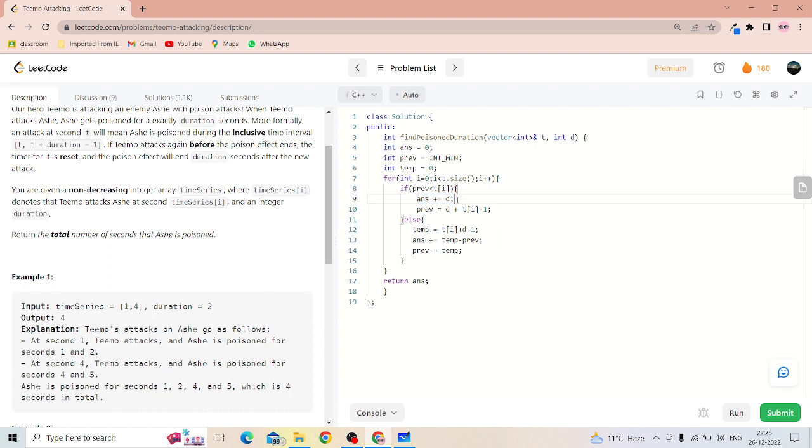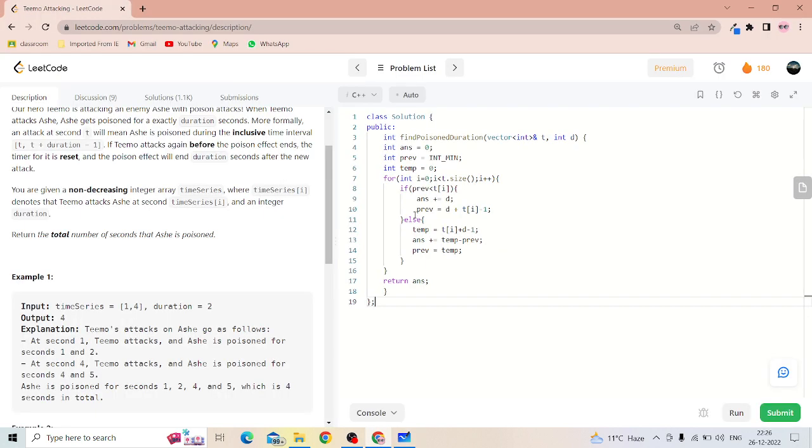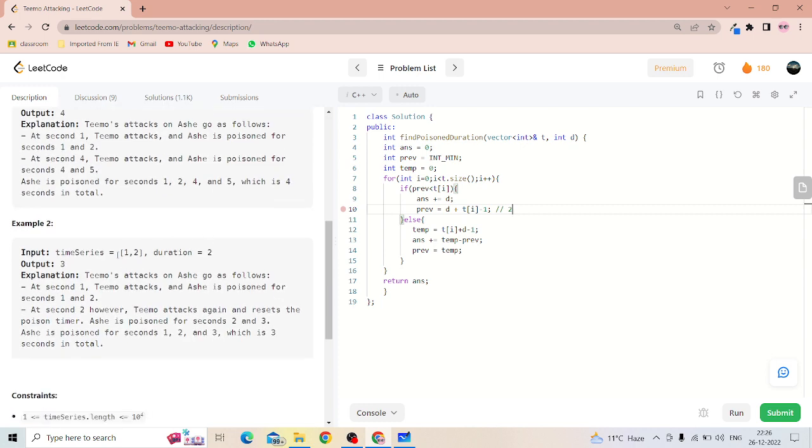Answer plus equal to d, and we will store the last number of the duration in previous. We are storing this last number of the duration in previous. Okay. We have stored 2 in this previous. Here from the first example we have stored 2. Then we will again come at the next one. We'll again check if 2 is less than 2, which it is not.